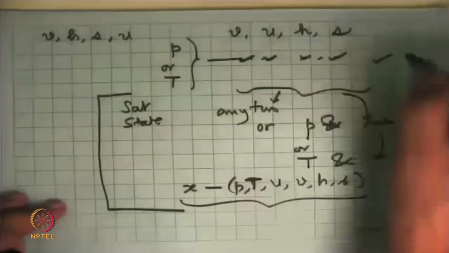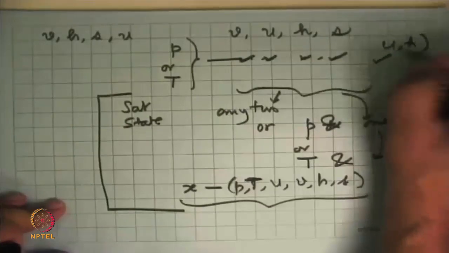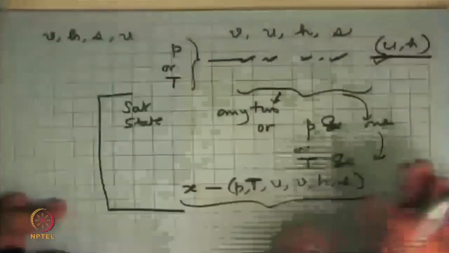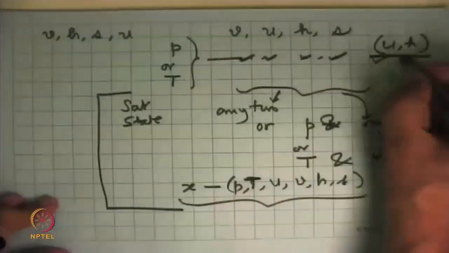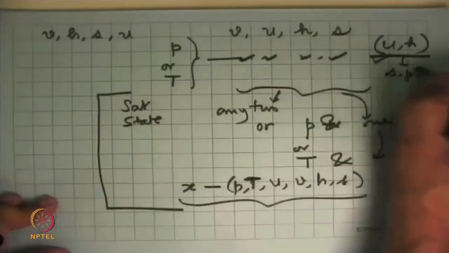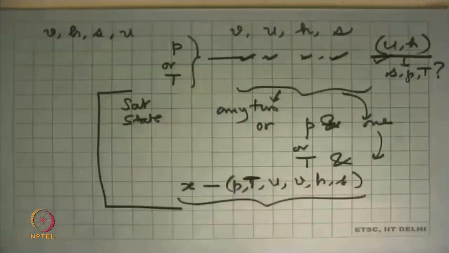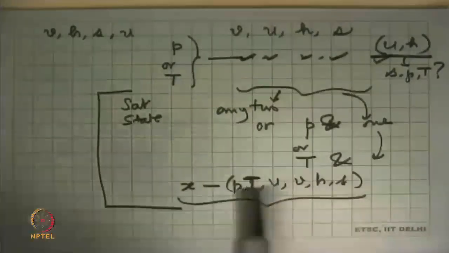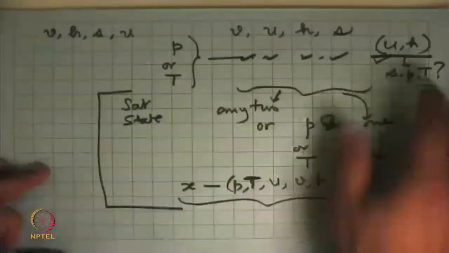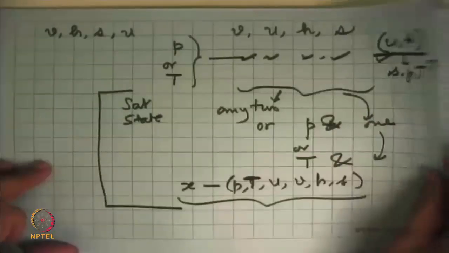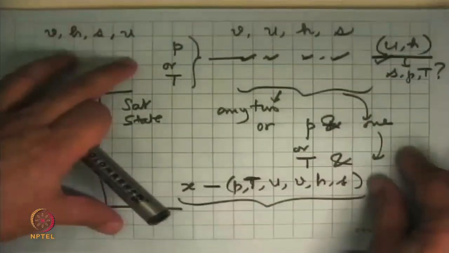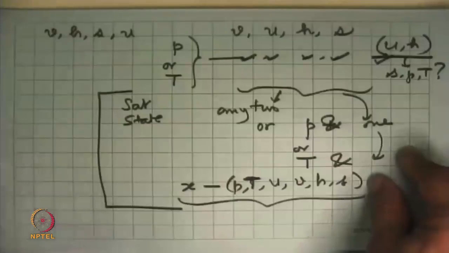If, say, U and H are given, we automatically know that I have two independent properties. The only trick is how do I get S, P and T? And this is a little more tricky. A good software package will get it, no issue at all. You just put these numbers in and it tells you what it is. Okay, so that will give us the complete details about states of all these vapor, liquid and mixture states.